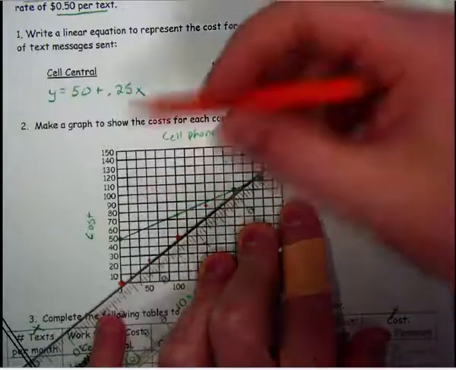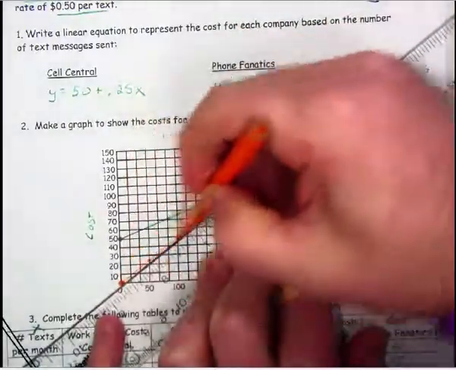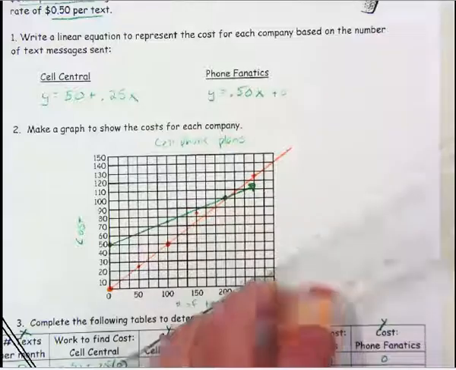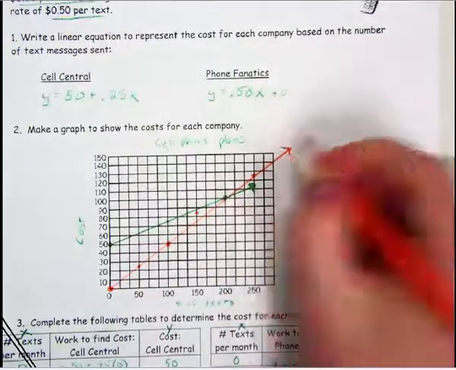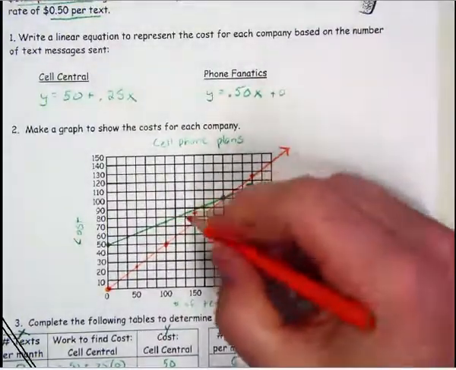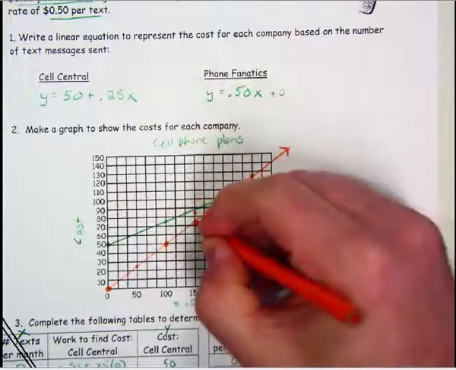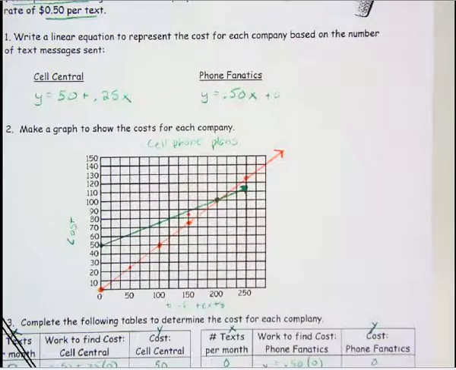I can tell from this, by the way, that I made a mistake. Here is my arrow. I definitely plotted that wrong. 75 should have been right there. Remember, mistakes do happen. It's not a big deal.